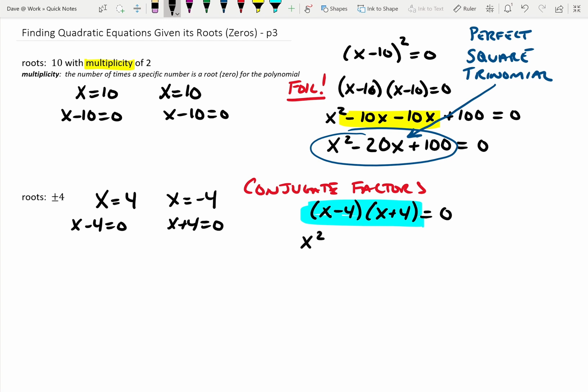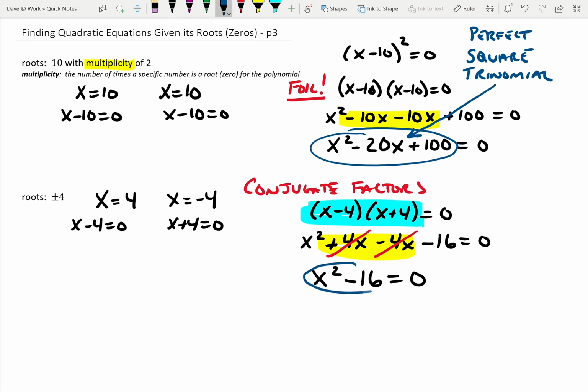Well, let's see. The first term is x squared. The outside term is positive 4x. The inside term is negative 4x. Let's make sure we distinguish that. And then the last term is negative 16 equal to 0. And again, if I focus on the two linear terms that are right here, you will see that positive 4x and negative 4x do cancel each other out, leading to x squared minus 16 equals 0.